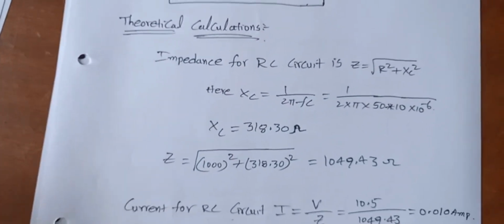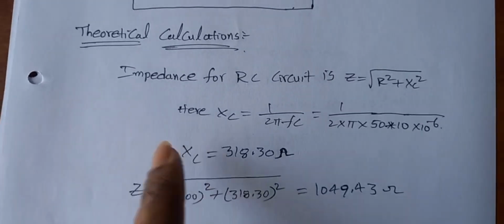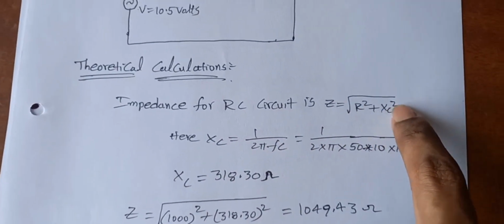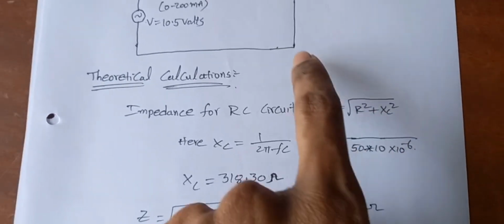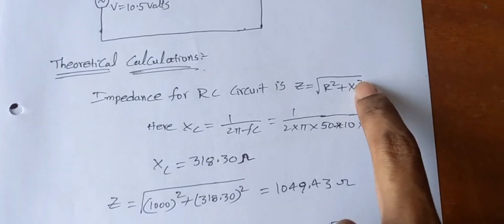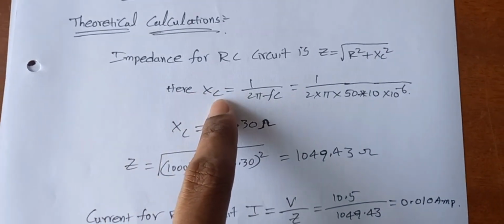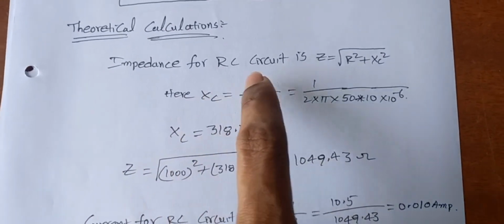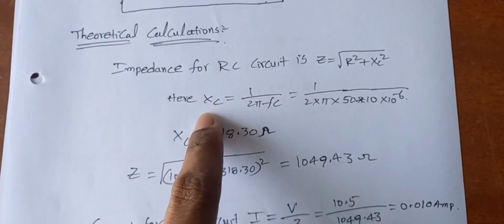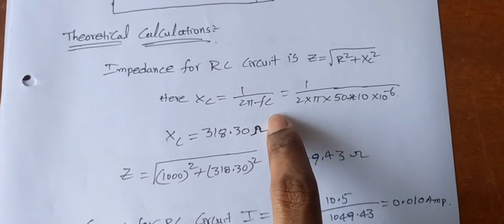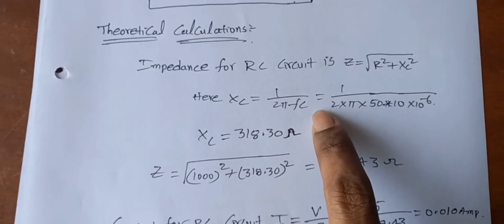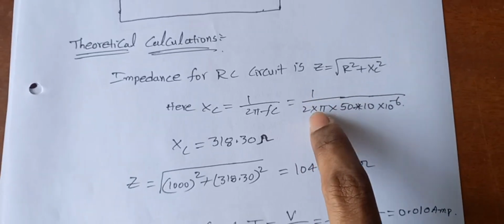Okay, and here according to our theoretical calculations, previously Z is equal to root R square plus XL square, but here we have taken capacitance, that's why we are taking XC square here. So the XC formula, I mean the reactance formula for capacitance, is 1 by 2 pi FC. Previously we took 2 pi FL for inductance, but here XC is 1 by 2 pi FC.